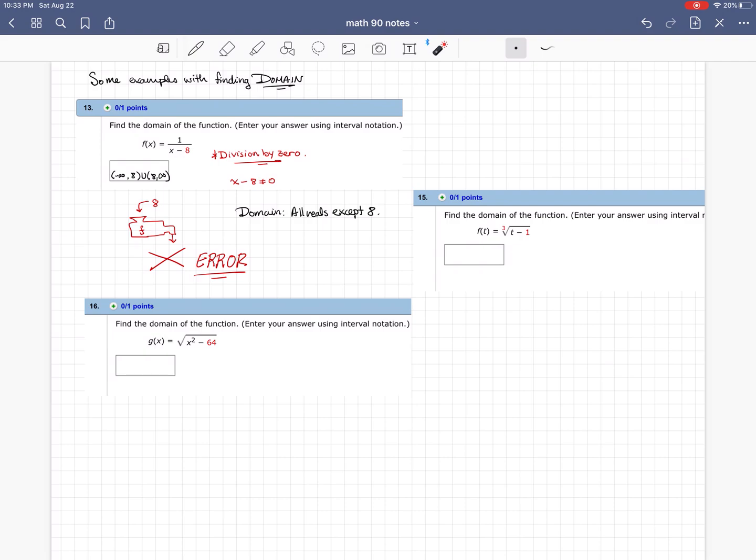So now we move on to number 16, and number 16 is significant because it has the other issue that causes us to exclude things from the domain, and that is square roots of negatives. So remember, our functions are functions that take real inputs in and put real outputs out. Everything is in the real numbers.